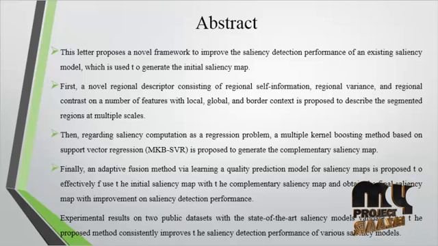Finally, an adaptive fusion method, via learning a quality predictive method for the saliency map, is proposed to effectively use the initial saliency map with the complementary saliency map and obtain the final saliency map with improved saliency detection performance. As a result, on two public datasets with state-of-the-art saliency models, the proposed method considerably improves the saliency detection performance of the various saliency models.